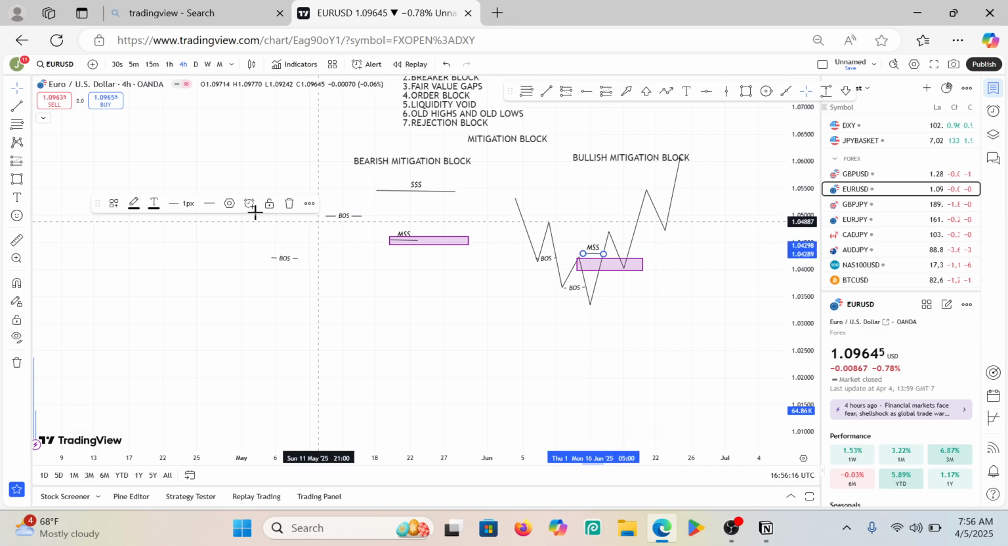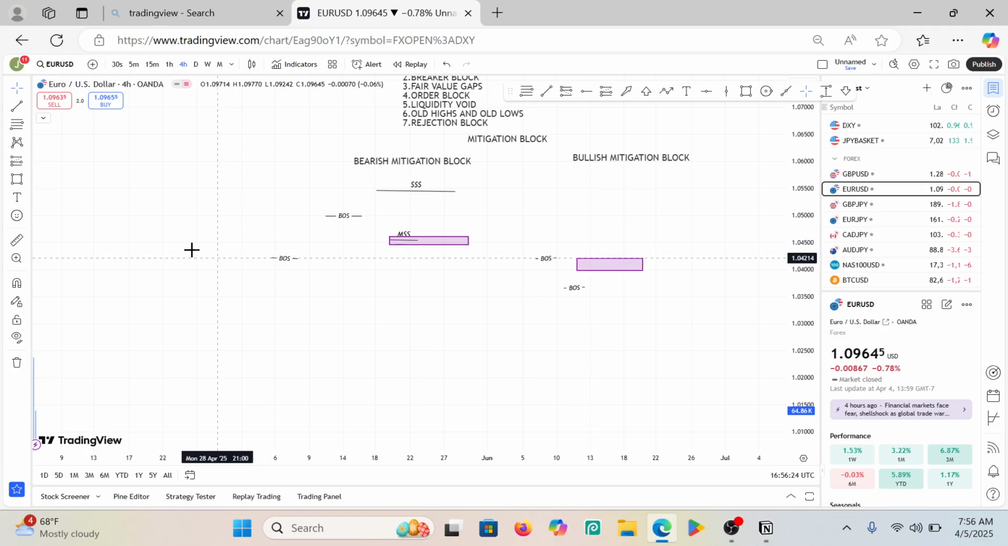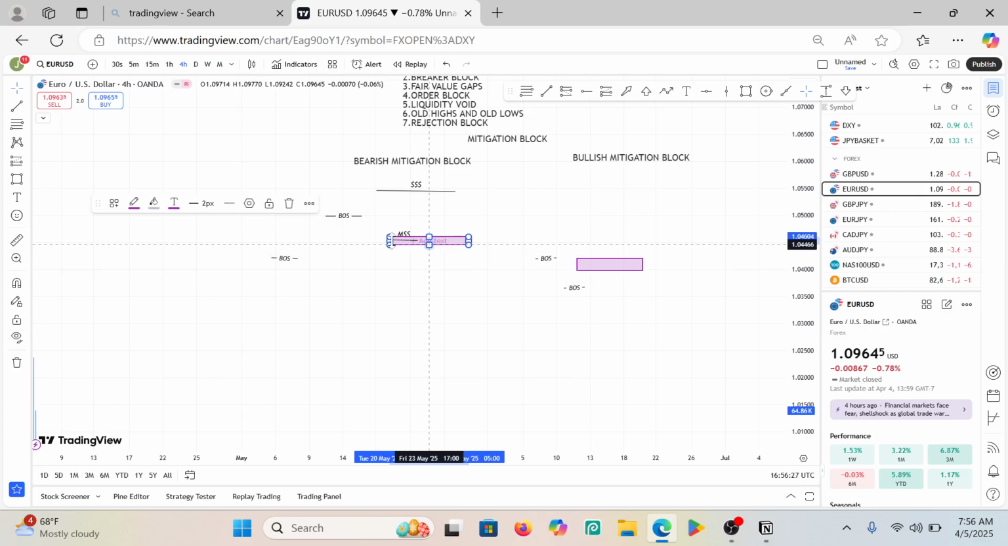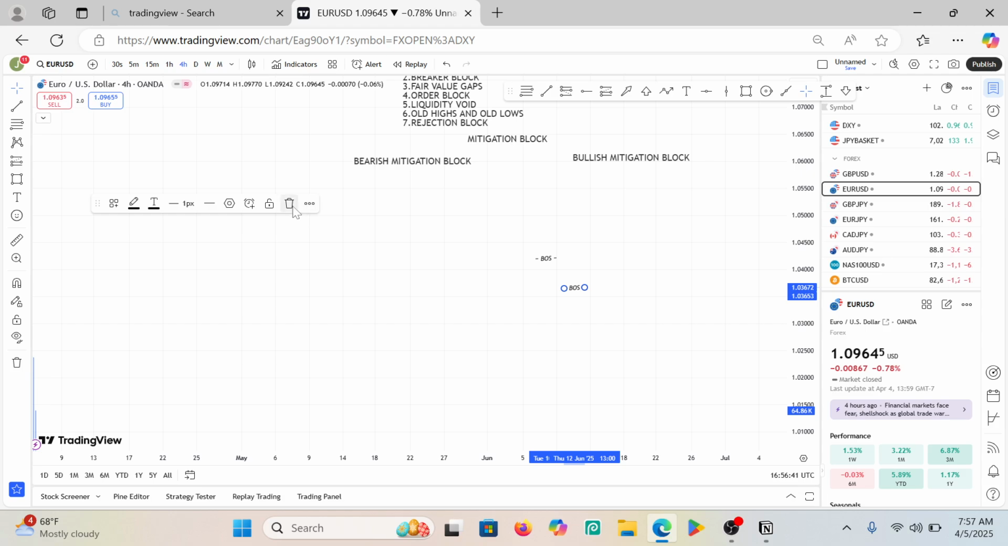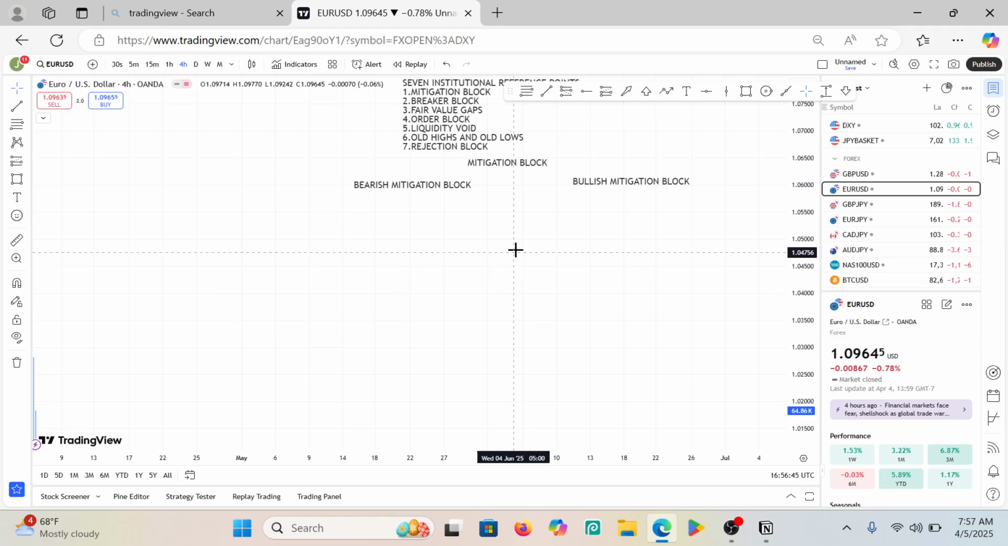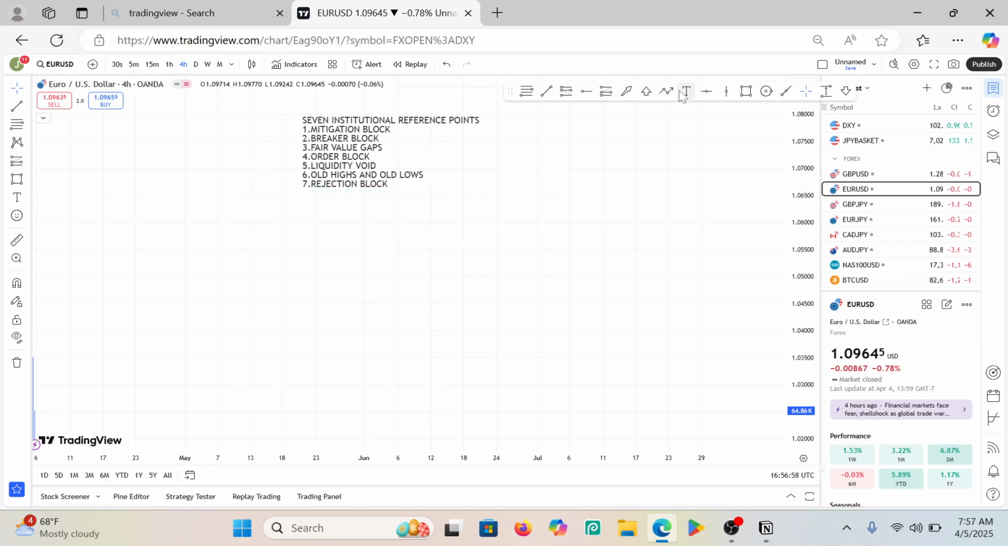We can delete now and continue. That's how you identify a mitigation block, and we can proceed with the breaker block.